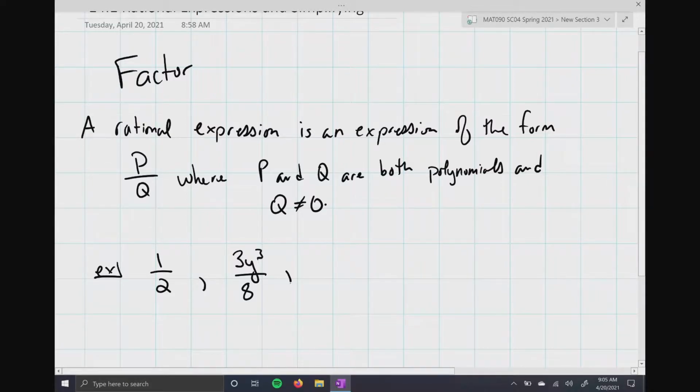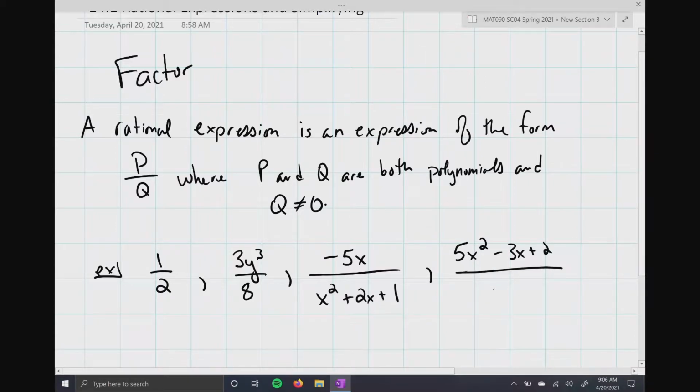You can get even more complex now with something like this: negative 5x over x squared plus 2x plus 1. Or you can really get complicated, I guess, with something like this, where you actually have two polynomials in the numerator and the denominator. All right? So like I said, you've already seen this before.